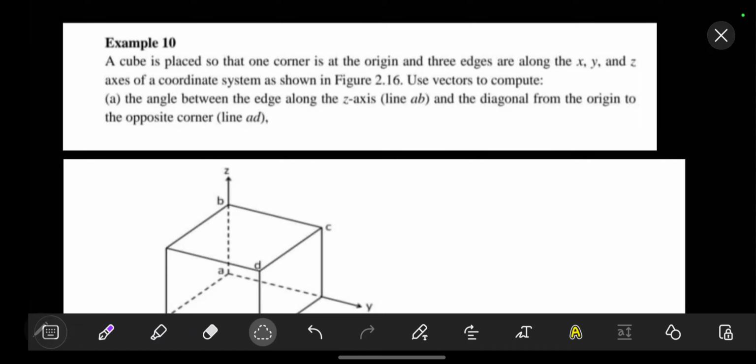Good evening, everyone. Today we are going to be looking at the dot product and the cube. How do you apply the dot products to find the angle between two lines on a cube?